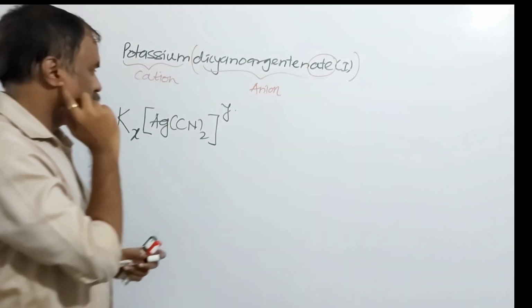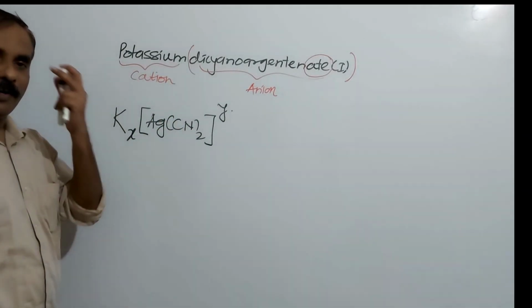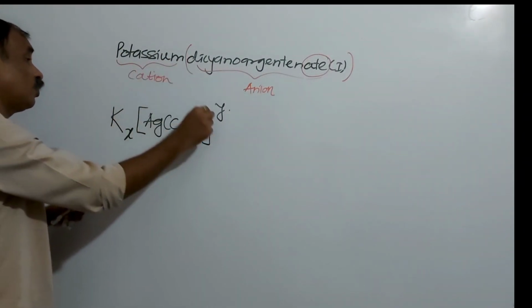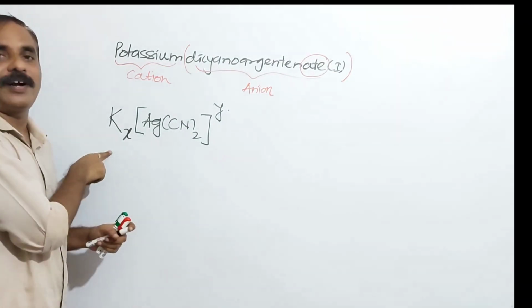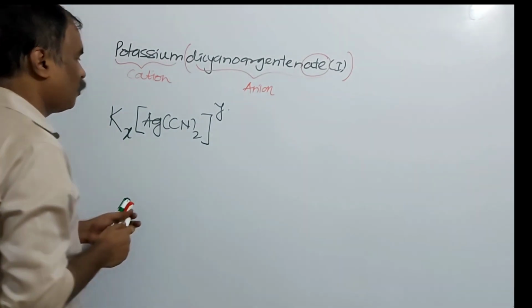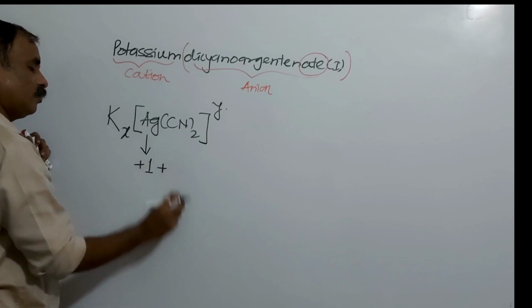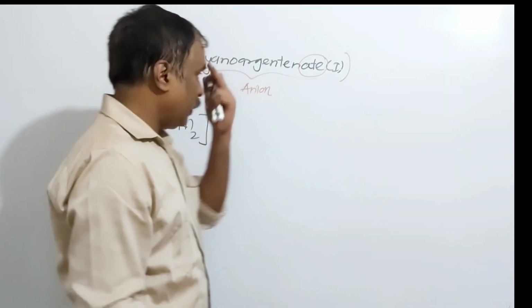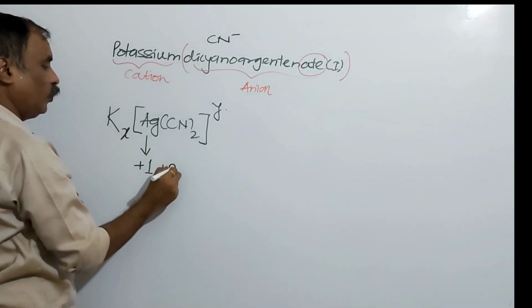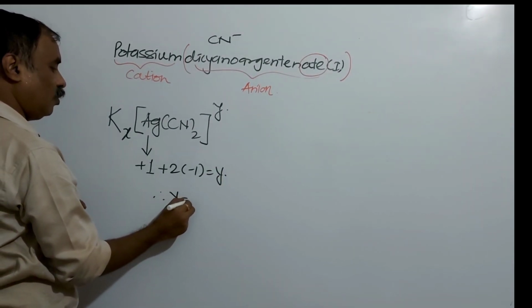Now here first we have to calculate Y. First concentrate on this square bracket only. First concentrate on the complex, and by using the complex we can calculate the total charge, then we can calculate the total number of cations. So the silver oxidation state is given. What is the oxidation state of silver? It is +1. Everything is given. CN is a negative ligand. Cyano, it is CN minus. But how many? 2 into -1 equal to Y. Therefore Y is equal to what?